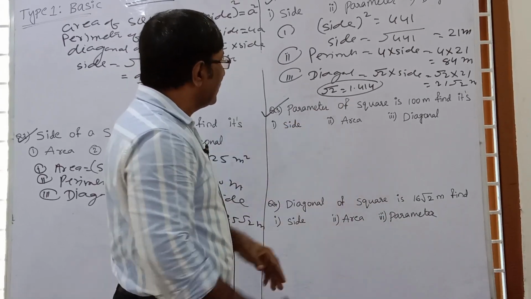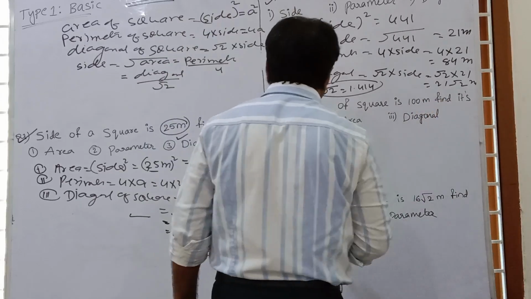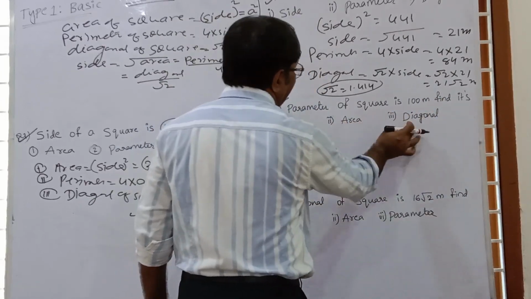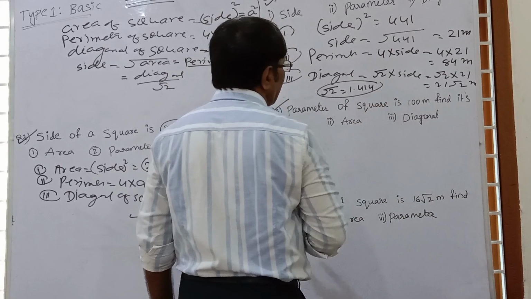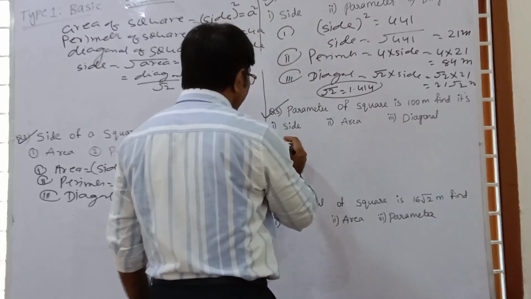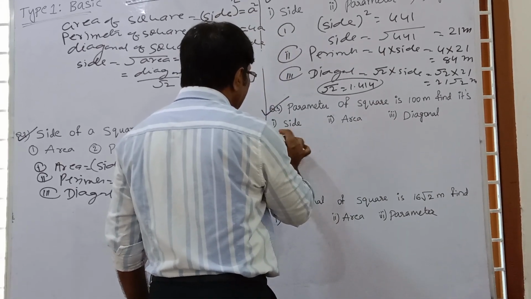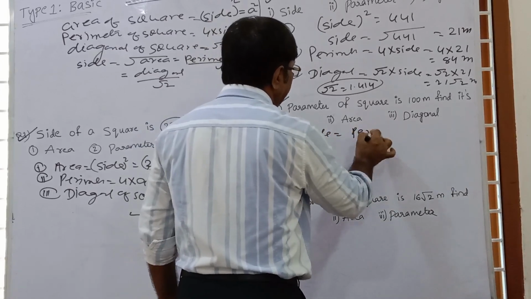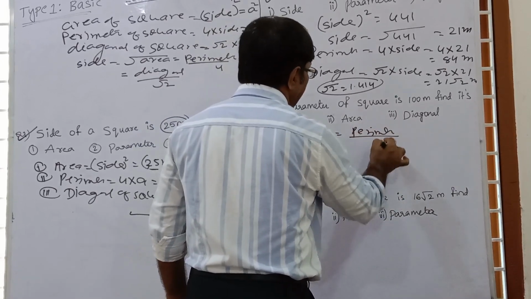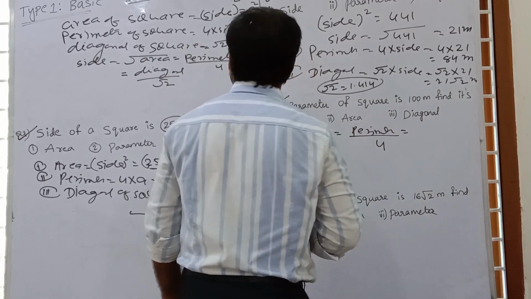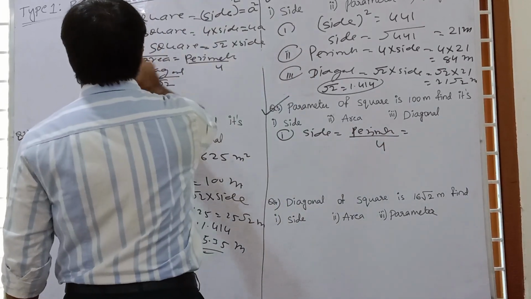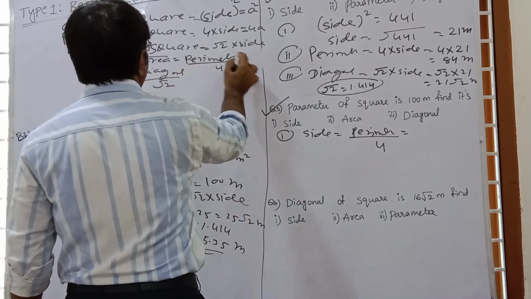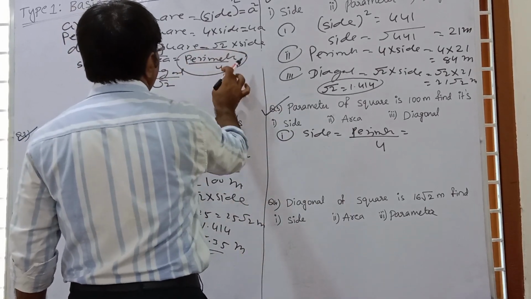Perimeter of a square is 100 meter. Find its side, area and diagonal. Here perimeter of a square is given. So you know if perimeter of a square is given, then side equals perimeter divided by 4. We have written the formula here. Perimeter is given, so you can use perimeter by 4.